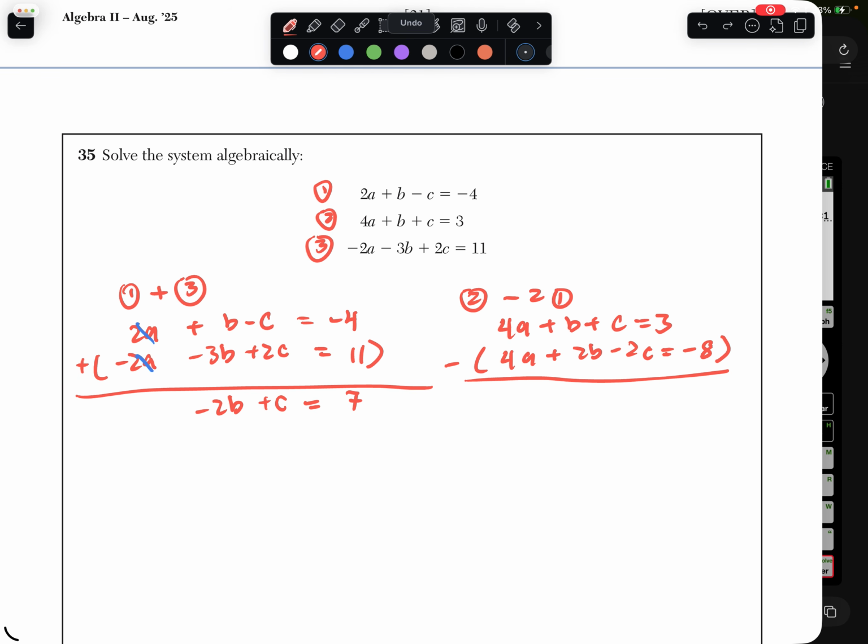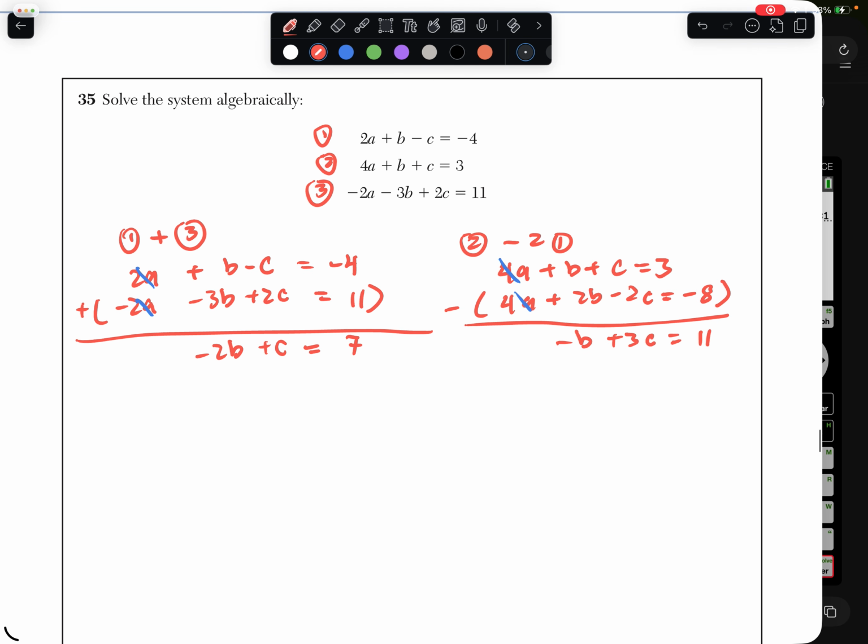And notice how I'm subtracting the 2 equations now. So then b minus 2b, that's negative b, c minus negative 2c, that's 3c, and 3 minus negative 8 is 11. So then I have those 2 equations. This is equation 4, and this is equation 5. Okay, now I can use those 2 equations to solve for b and c.